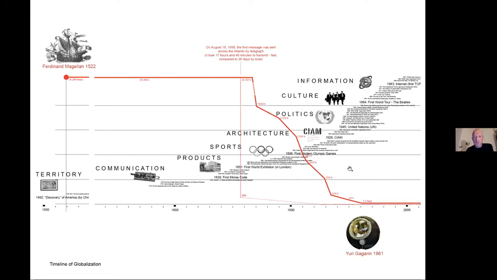The red line you see is the speed to travel throughout this space. It took three years for Magellan to travel around the globe. We are now in the time of 90 minutes. Yuri Gagarin had the latest record, and it's somehow stable. If you shoot somebody out with a rocket, he or she will land 90 minutes later again. So that's another plateau we reached. But this kind of acceleration happened in the last 200 years.